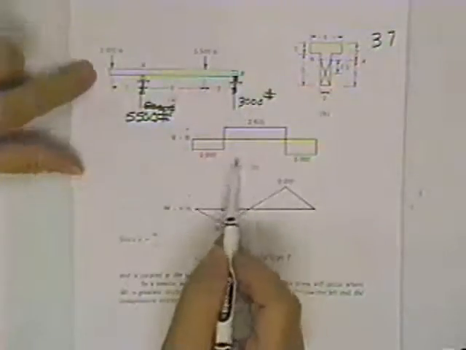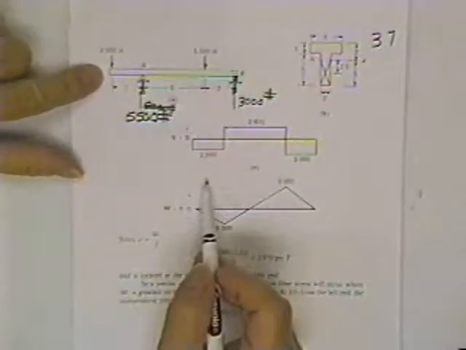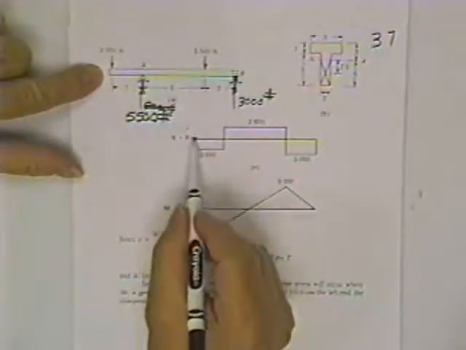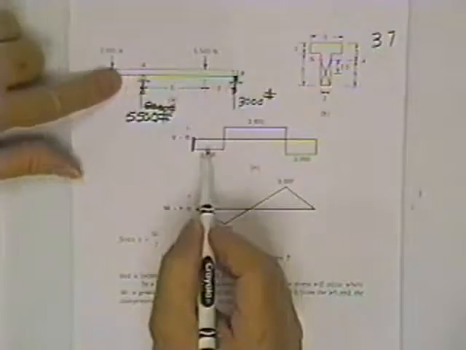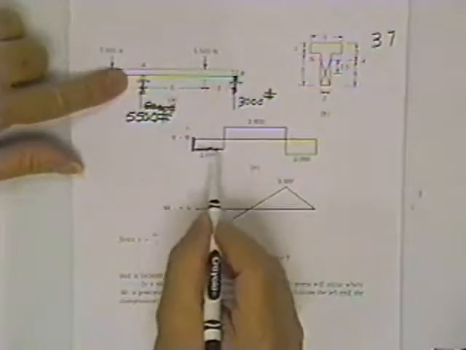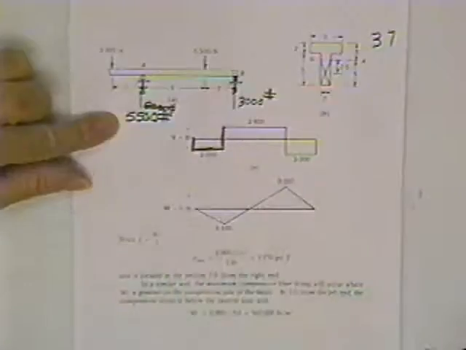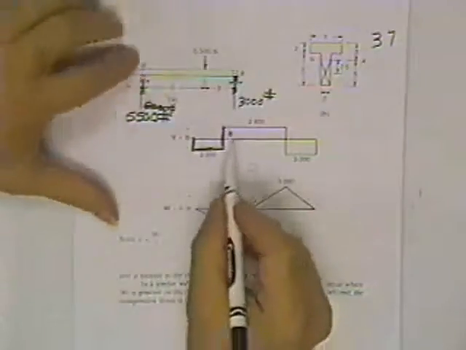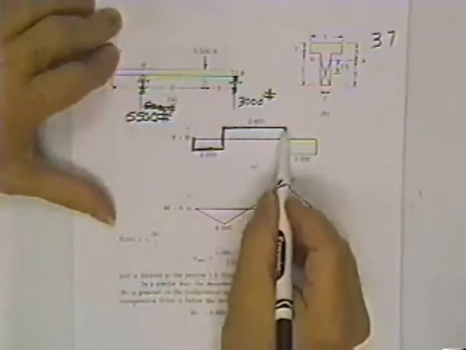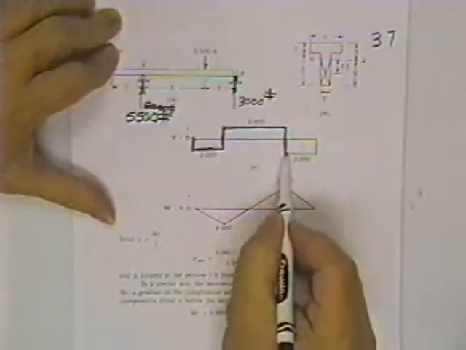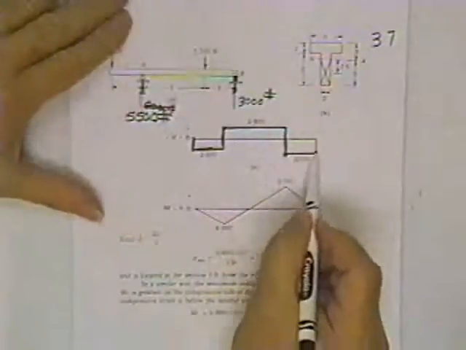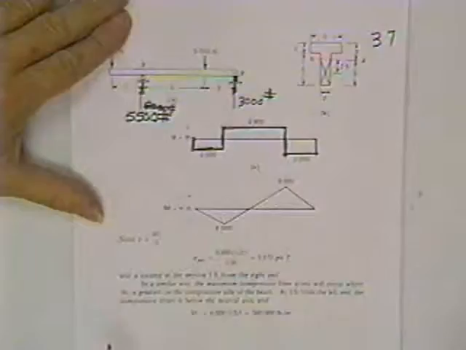He draws the shear moment diagram. The load comes down 2,000. He drops 2,000. No loads, no change in magnitude. Up 5,500, 2,500. No loads, no change. Drop 5,500, no load, close on zero.